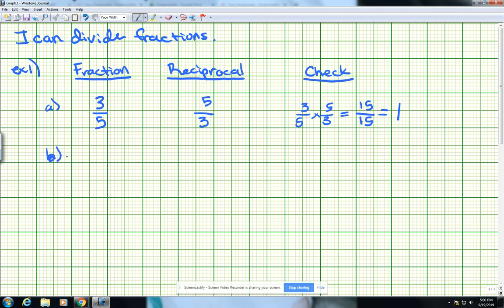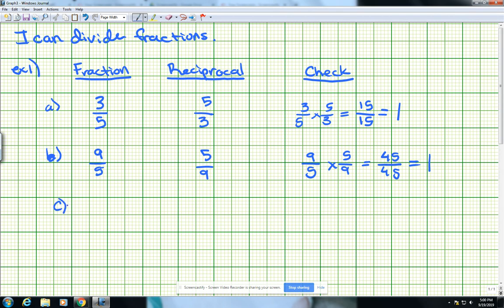We have question B. Our original fraction is 9/5. So an improper fraction. Again, the reciprocal is where you flip it upside down. So I'm going to put a 5 on the top and a 9 on the bottom. So we have 9/5 times 5/9. 9 times 5 would be 45. 5 times 9 would be 45. So I have 1 whole.